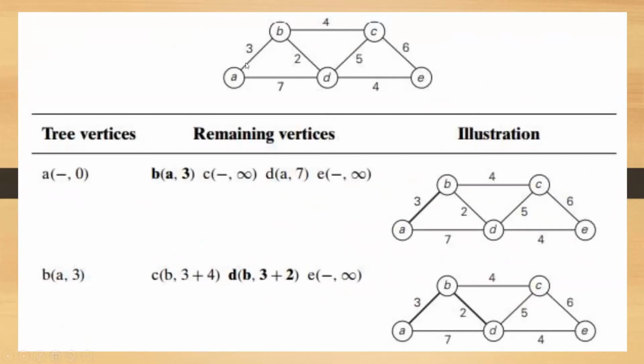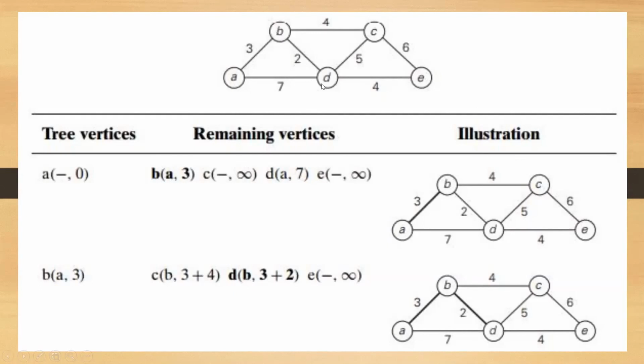Okay, now what you have to do, you have to apply that formula. Whether distance of u star, distance of A plus the weight of A to B, whether it is lesser than the distance of B. Distance of B initially is infinity. So the sum of this is 3. So 3 is lesser than infinity. It is true. If that is true, then you have to update this B. It was initially infinity. Now you have to update that with 3.